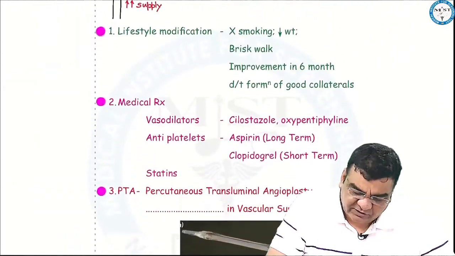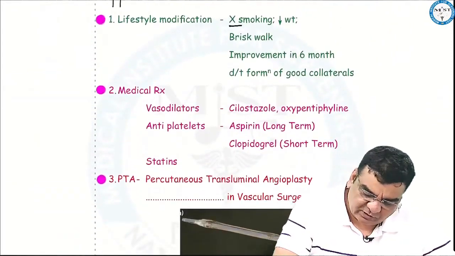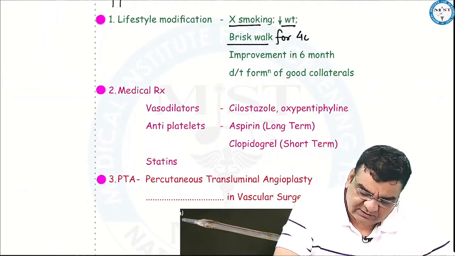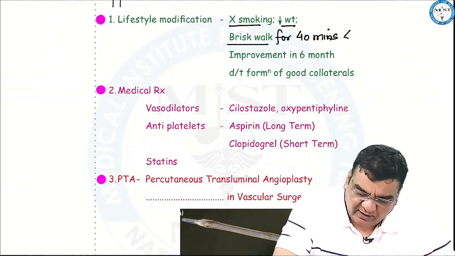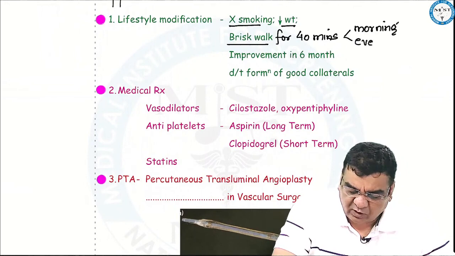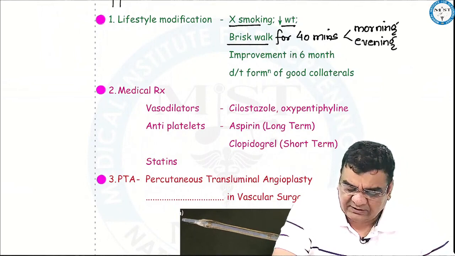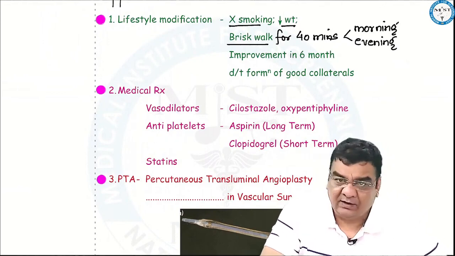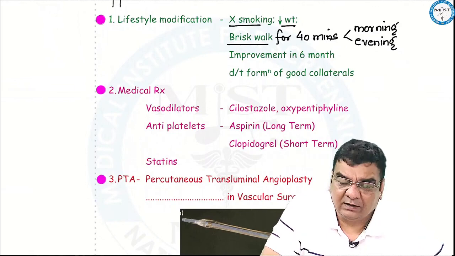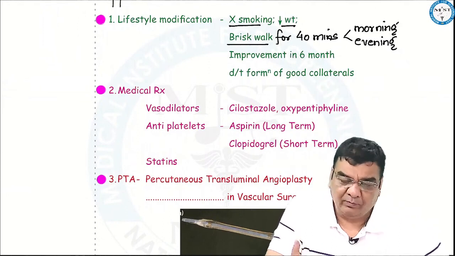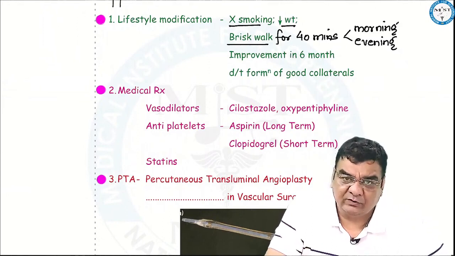In lifestyle modification, you are advising the patient to stop smoking, reduce weight, and brisk walk for 40 minutes, 40 minutes in the morning and 40 minutes in the evening. It should be a brisk walk. It should not be a lazy evening walk after dinner, and it should not be a story like Bhag Milkha Bhag. The patient should not run also. We are just giving gradual load so that the body is trying to form these collaterals.